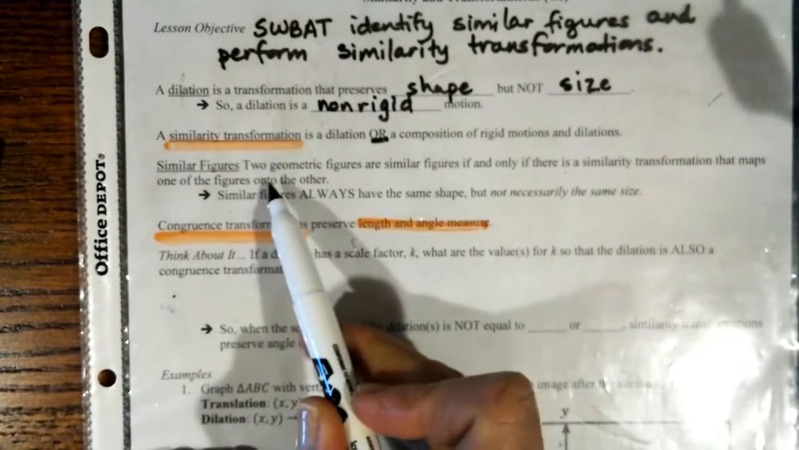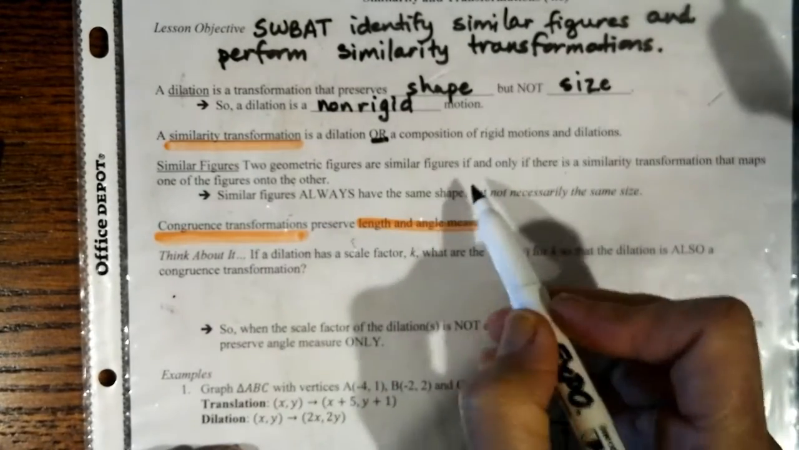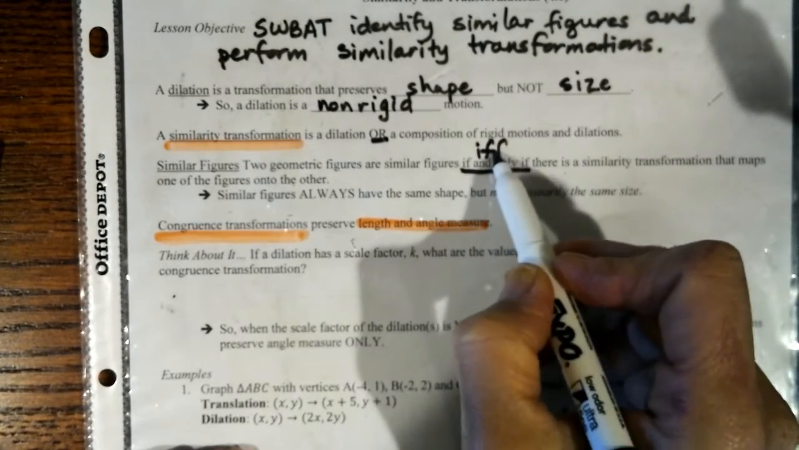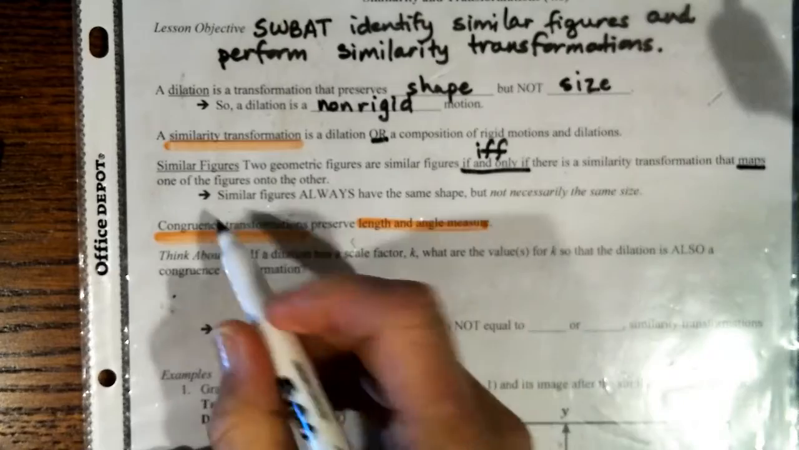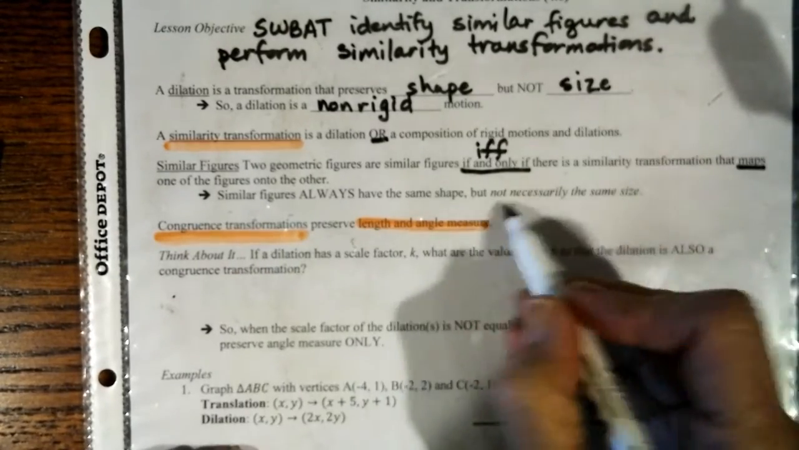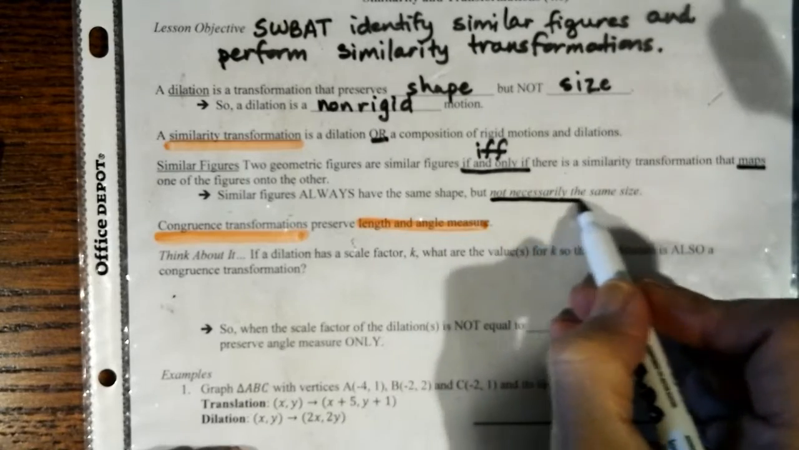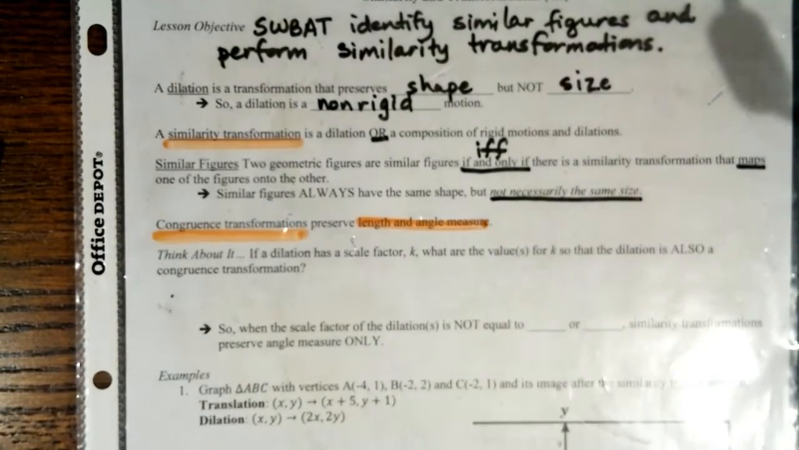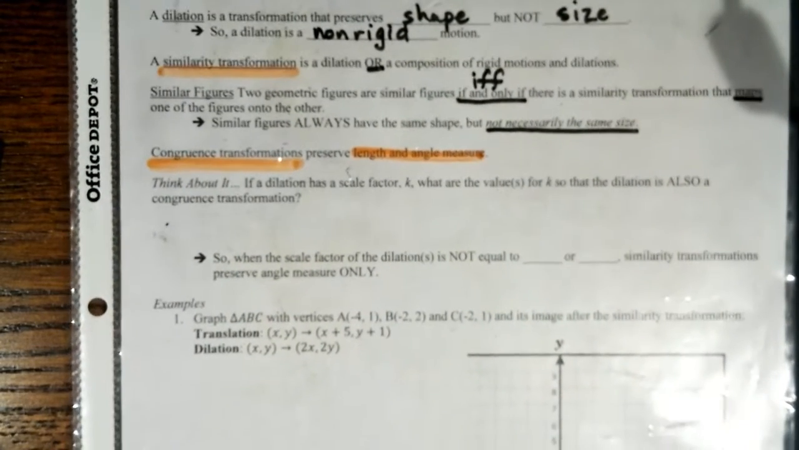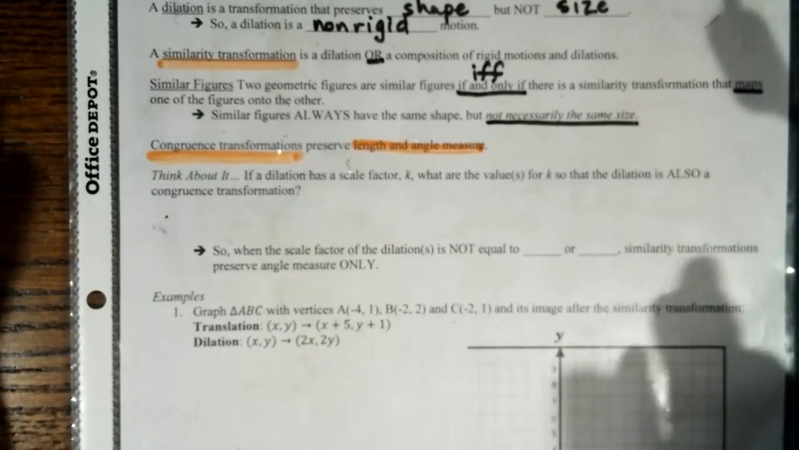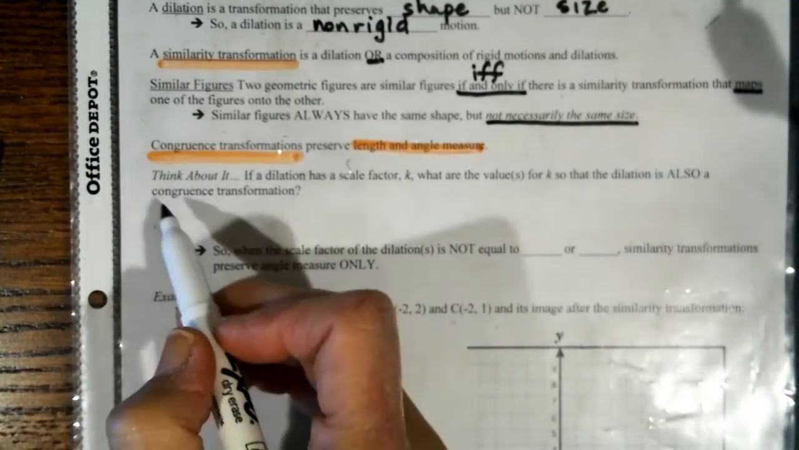Now, similar figures are two geometric figures if and only if, remember it goes both ways, there is a similarity transformation that maps one of the figures onto the other. So similar figures will always have the same shape, but not necessarily the same size. So it's italicized, it's underlined, bam, hopefully that is sticking in your brain. I've said it like 5 times already. But if you think about it, if a dilation has a scale factor of 1, what are the values for K so that the dilation is also a congruence transformation?